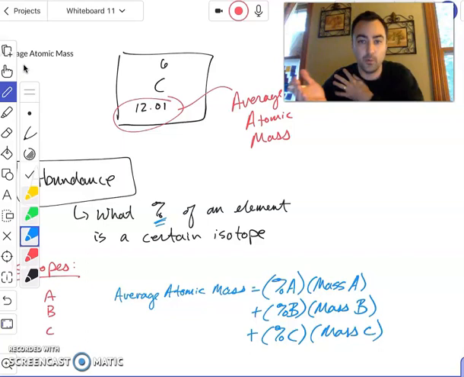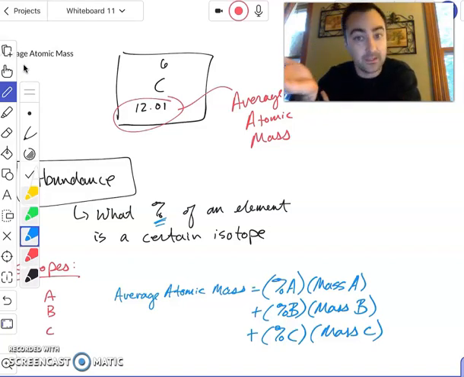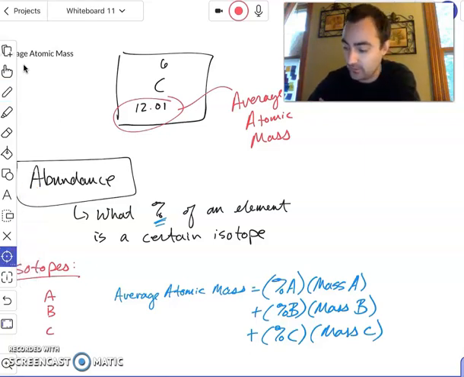And if you had more isotopes than just 3, you would have to include percent of D times the mass of D, and so forth until you cover all of the isotopes. So this accounts for if you have a very heavy isotope, but there are very few of them, that will not affect the average as much as if you have a high abundance of isotopes that are close together. That's average atomic mass.